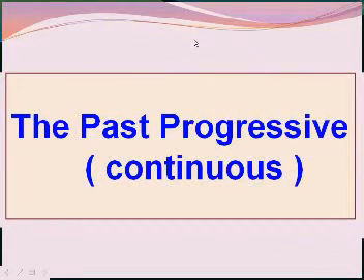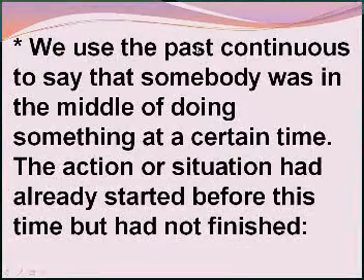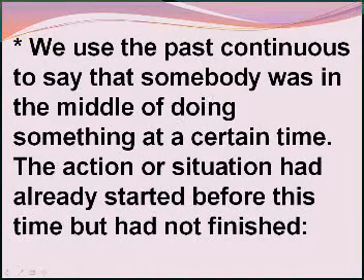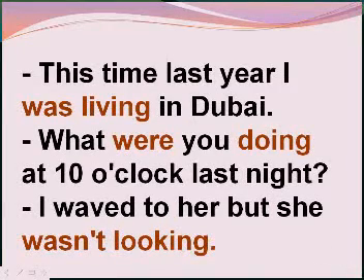Now we move on to something else, which is the past progressive or the past continuous tense. We use the past continuous to say that someone was in the middle of doing something at a certain time. The action or situation had already started before this time but had not finished. For example, this time last year I was living in Dubai. I was living in Dubai, okay?